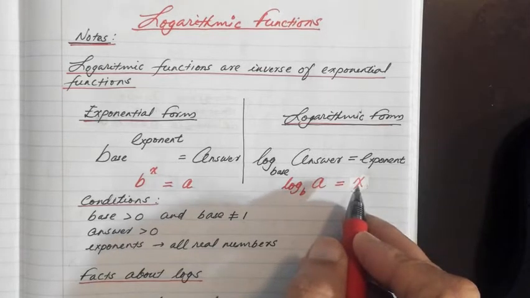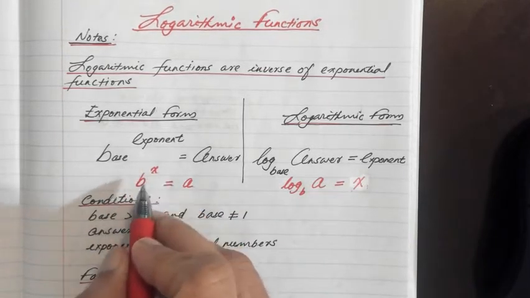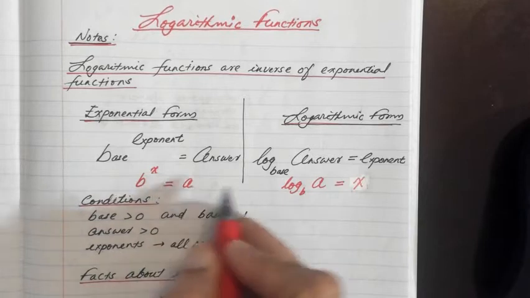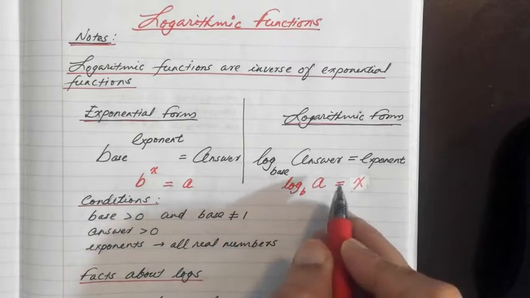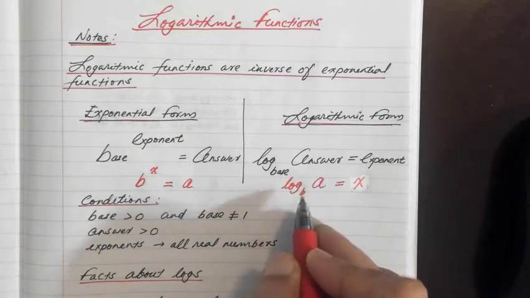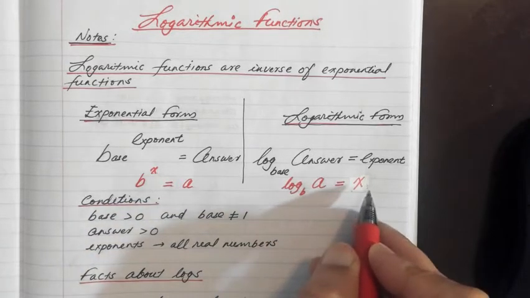So that means if the exponential form is b to the power of x is equal to a, the corresponding logarithmic form will be written as log a to the base of b is equal to x.